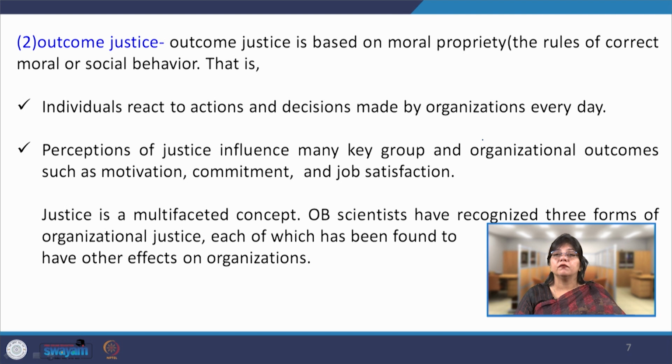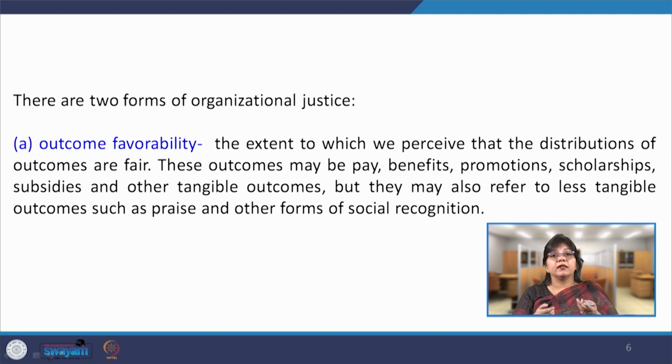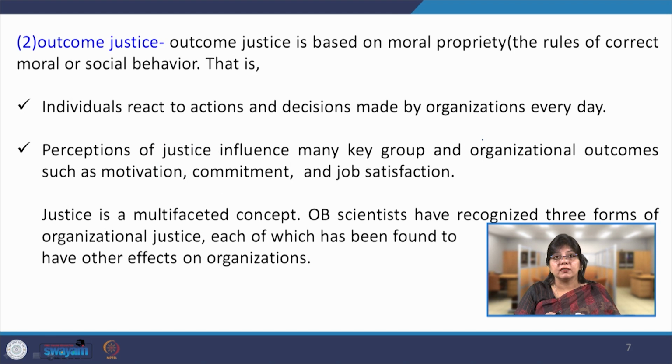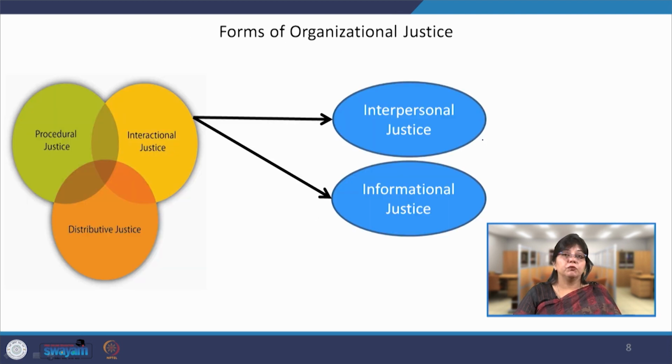Perceptions of justice influence many key group and organizational outcomes such as motivation, satisfaction and commitment. The more the decision is justified, the more the outcome is considered to be justified. At the same time, since organizational justice has two forms, outcome favorability and outcome justice, it is also expanded into different forms of justice. It is a multifaceted concept which is recognized in three forms: distributive justice, procedural justice and interactional justice, which is further divided into two forms, interpersonal and informational justice.